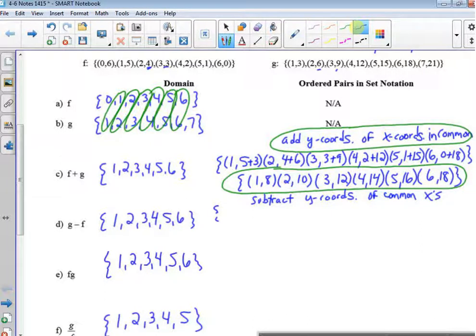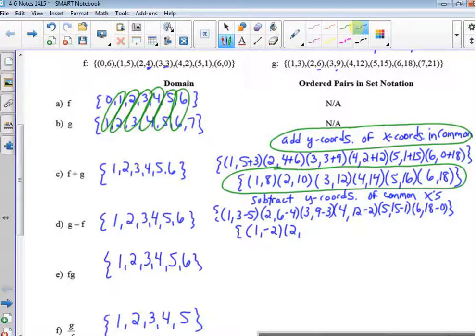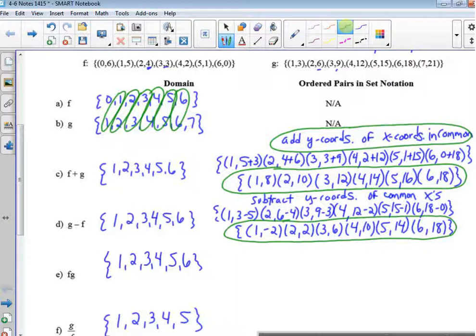So it's going to be g minus f. So I'm going to start with the common 1 and do 3 minus 5. Not 5 minus 3 because it's g minus f. 2 comma 6 minus 4. 3 comma 9 minus 3. 4 comma 12 minus 2. 5 comma 15 minus 1. 6 comma 18 minus 0. So that result is 1 comma negative 2, 2 comma 2, 3 comma 6, 4 comma 10, 5 comma 14, and 6 comma 18. So those are the coordinates for g minus f.